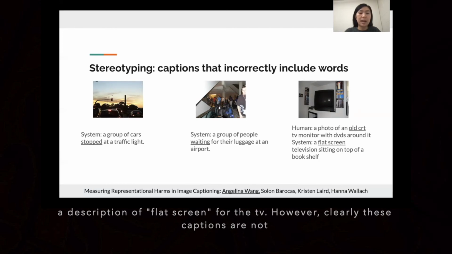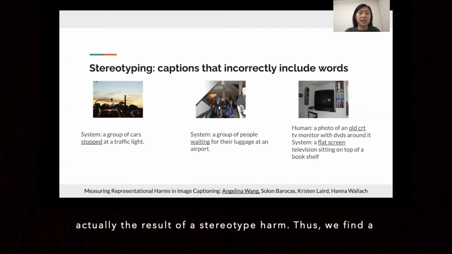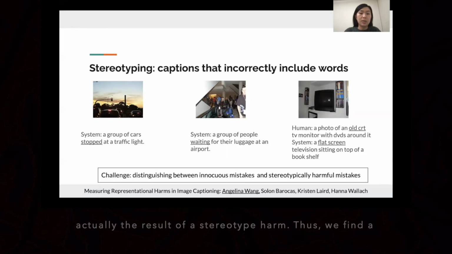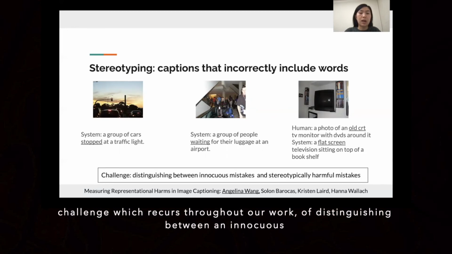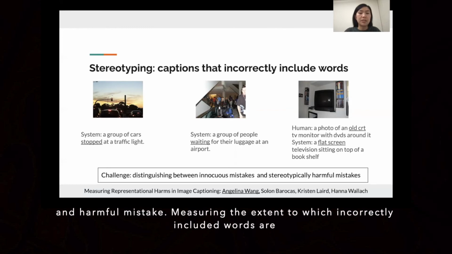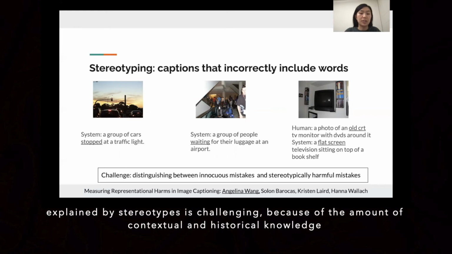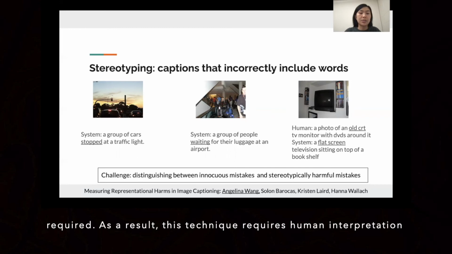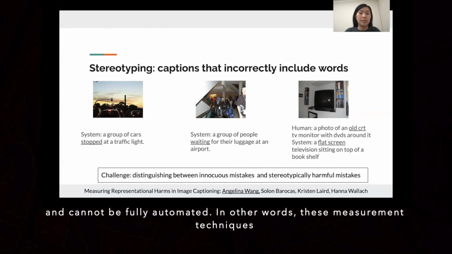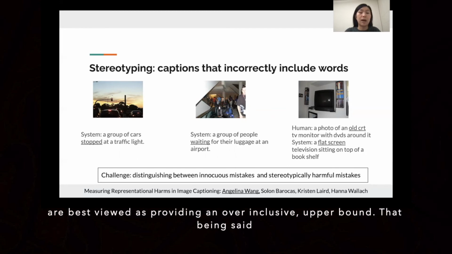However, clearly these captions are not actually the result of a stereotype harm. Thus, we find a challenge which recurs throughout our work, distinguishing between innocuous and harmful mistakes. Measuring the extent to which incorrectly included words are explained by stereotypes is challenging because of the amount of contextual and historical knowledge required. As a result, this technique requires human interpretation and cannot be fully automated. In other words, these measurement techniques are best viewed as providing an over-inclusive upper bound.